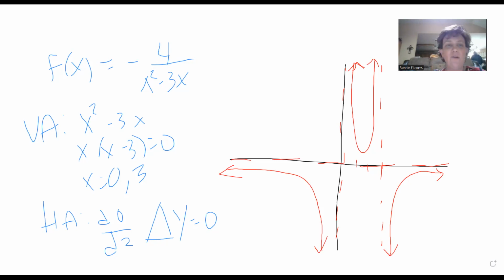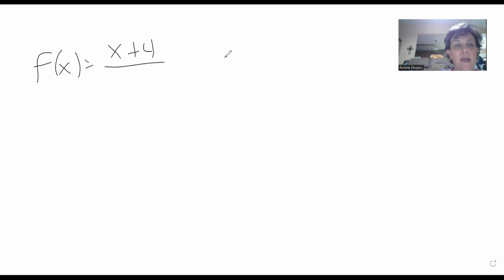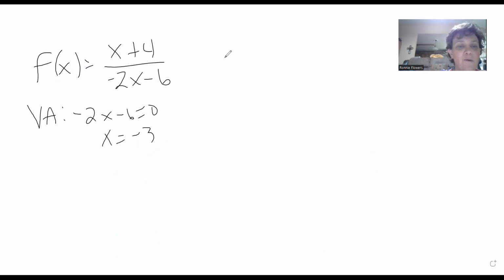Let's do another one. Let's do number 7. Trying to give you all as much help as I can. All right, you got f of x equals x plus 4 over negative 2x minus 6. Okay, let's find the vertical asymptote first. The bottom equal to 0. All right, so add 6, divide by negative 2. Looks like it'd be negative 3.